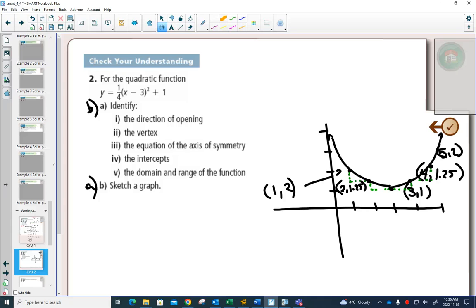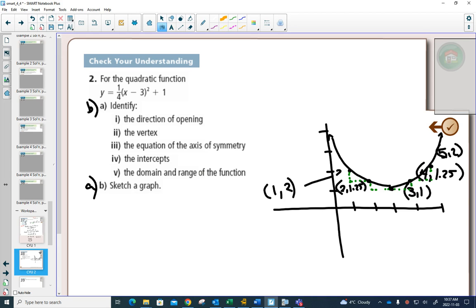Now, 1, 2 is a nice point, but 2, 1.25 decimals not quite as nice. If you're using the shortcut over 1 up to graph, you can always check your shortcut by plugging things in. What happens when x is 1? I plug that into my equation. 1 minus 3, -2. -2 squared, +4. What is +4 times 1/4? Well, it's 4 divided by 4. It will be 1. And then we would have 1 plus 1. It's 2. I'm feeling good about this.